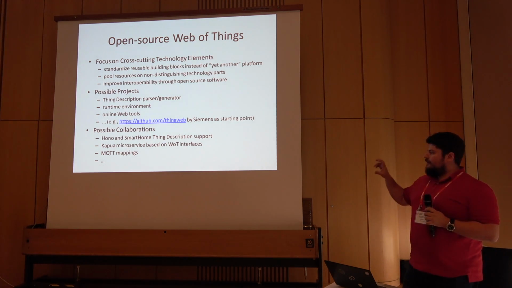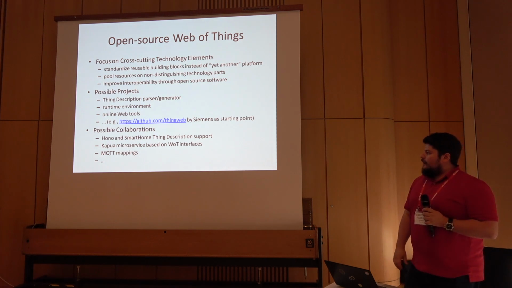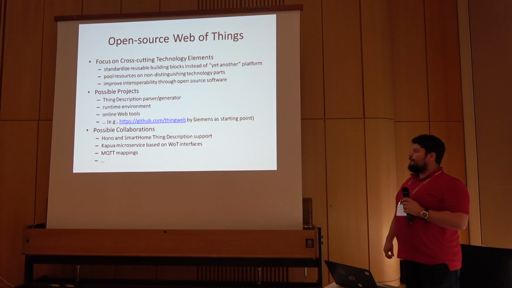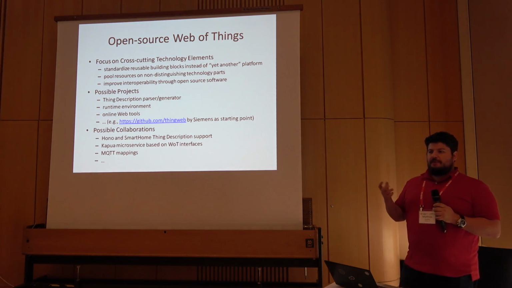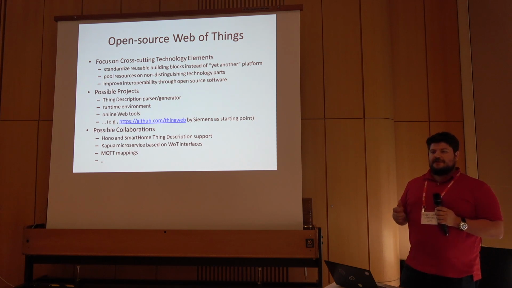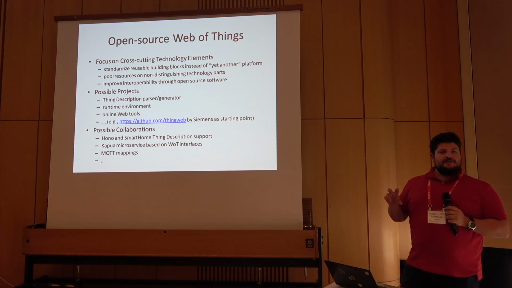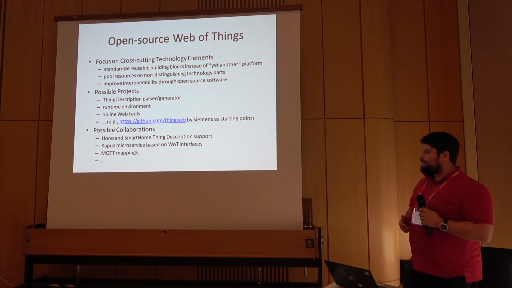More interestingly, I find the possible collaborations with existing projects. So, for instance, Ono and Smart Home have this problem of many different devices to integrate different platforms. So maybe thing description support could actually help here, so that it's not just some internal specification, but something that's really standardized in the W3C.